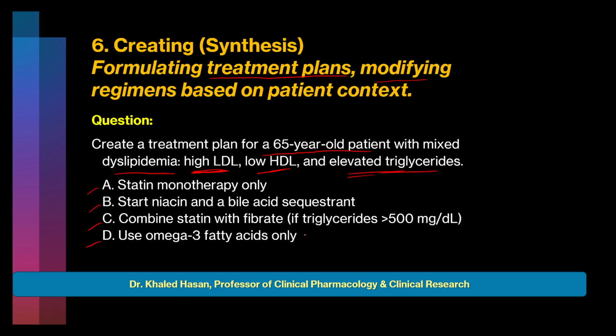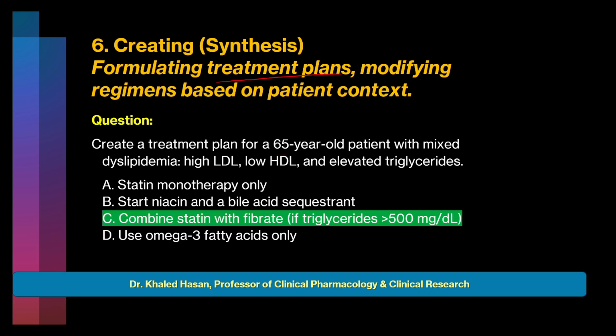Okay, it's not omega-3 fatty acid only, because this one mainly targets triglycerides. Statin monotherapy mainly lowers LDL, and combining niacin and bile acid sequestrant is not the first option for this situation here, though it could be an option. The correct answer will be combine statin with a fibrate, especially if we have triglyceride above 500 milligrams per deciliter.